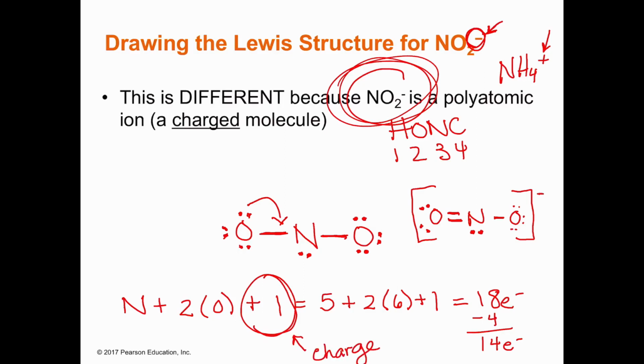And the other thing that you need to do is add these brackets to show that this is a charged species. So we draw our Lewis structure just the way that we normally do, and then we put it in brackets and put the charge from the polyatomic on the outside. That's just showing that there's one extra electron in this structure that's not coming from the valence electrons of the atoms.